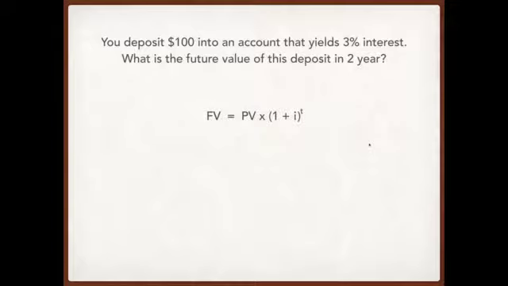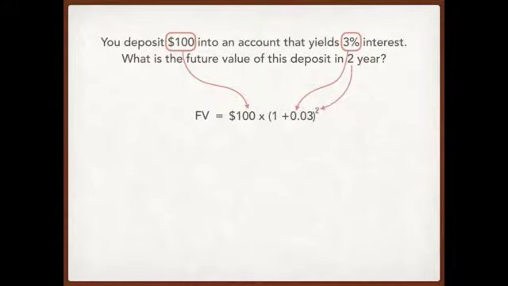Let's switch this around a little bit. Instead of leaving it in that account for 1 year, we're going to leave it in for 2 years. So we follow the same process. It's 100 goes in for where the present value is. That's the amount of the deposit. The interest rate is 3%, so we insert 3% in there. But now the exponent is going to be equal to 2 instead of 1. So now we have 1.03 squared.